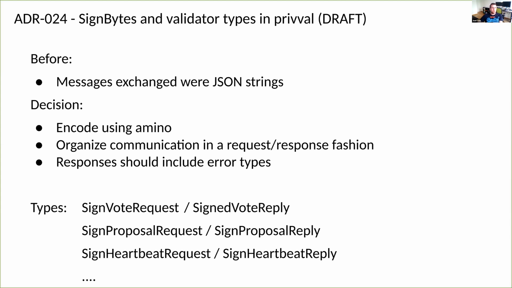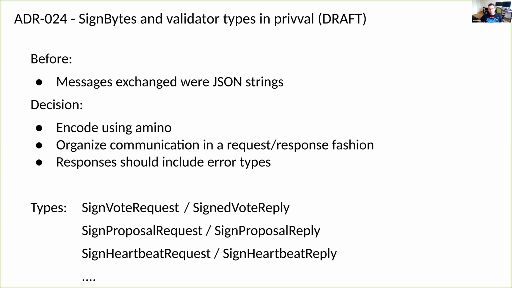But ADR 24 only talks about how we exchange the messages and how we serialize them. At a certain point in time, these were JSON strings, and the decision of that ADR was to start using Amino and to organize this in a request-response fashion. It also discussed having some error types, and there was some discussion of, for example, having a sign vote request and a sign vote reply. And that's where the ADR finishes.